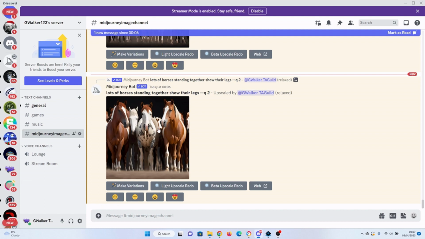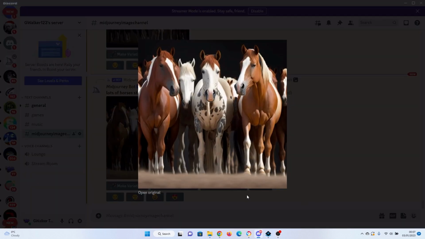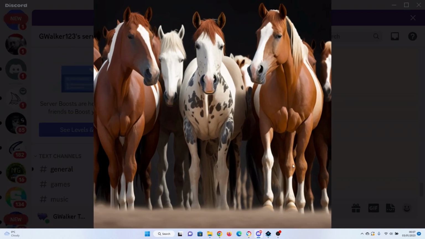So let's have a look at some of these horses here. I don't know if you can see here, but with these horses, it's hard to work out when one horse's leg begins and when another one ends. And whenever there's lots and lots of joints or limbs like this, AI often gets confused.